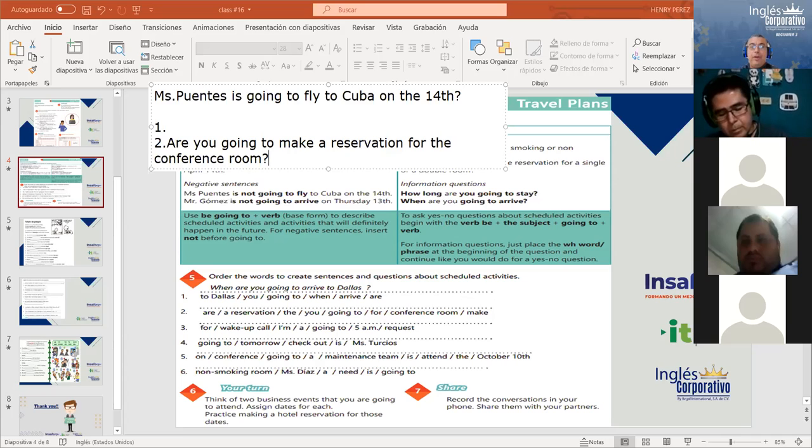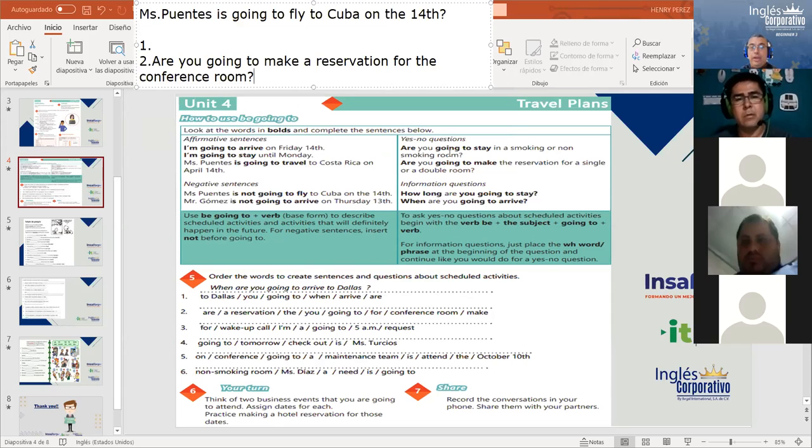Very good. Remember, number one no tenía un question mark aquí al final o algo, right? But we can determine that it was a question porque dice when, que son parte de las WH words. But number two can still be a question, siempre puede ser pregunta. ¿Por qué? Can you see up here? ¿Pueden ver aquí arriba donde dice el R? Dice questions. Are you going to, right? Como dijo Jessica, are you going to make a reservation for the conference room? That is correct. Okay, very good.